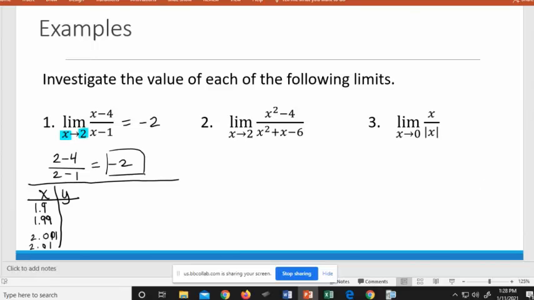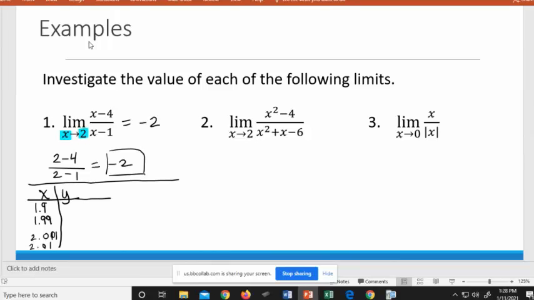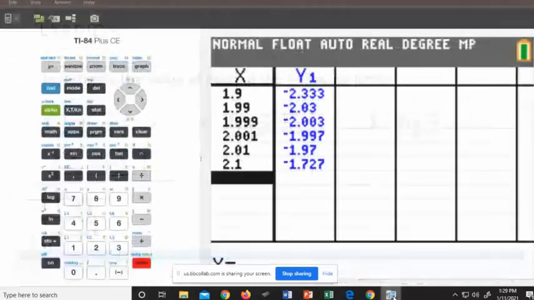So we'll just write down a couple of these. -2.3. Okay, and 1.99, -2.03. And then 2.001, -1.997. And then 2.01.